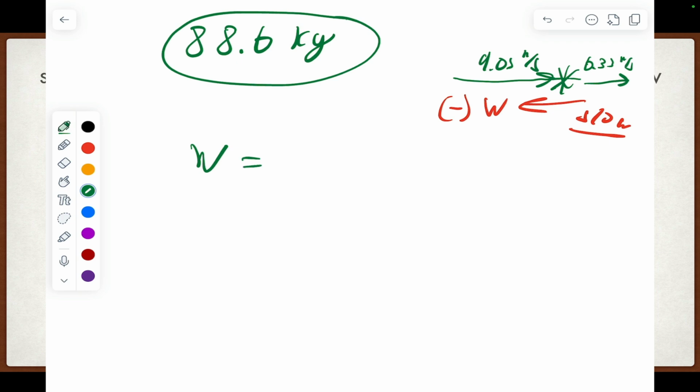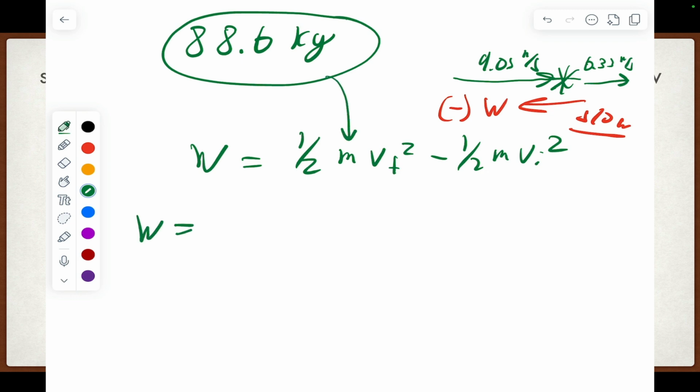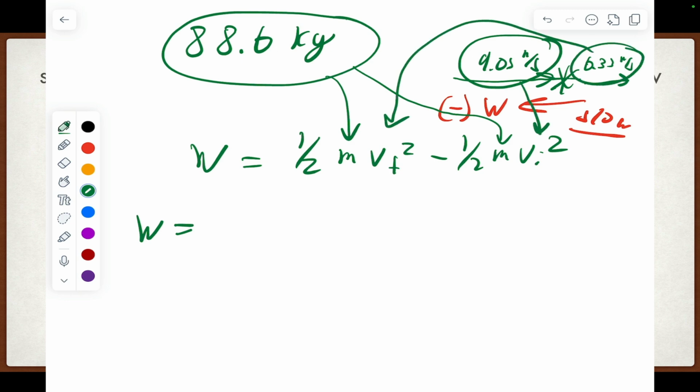We know that work is equal to 1/2 mass times velocity final squared minus 1/2 mass velocity initial squared, okay? And we're solving for our work, and we know that his mass is 88.6. We can insert that here. And we know our initial velocity was 9.03. We can insert that here. And we know our final velocity was 6.33. We can insert that here. Okay. A little bit cumbersome to look at, but that's basically what we're going to do.